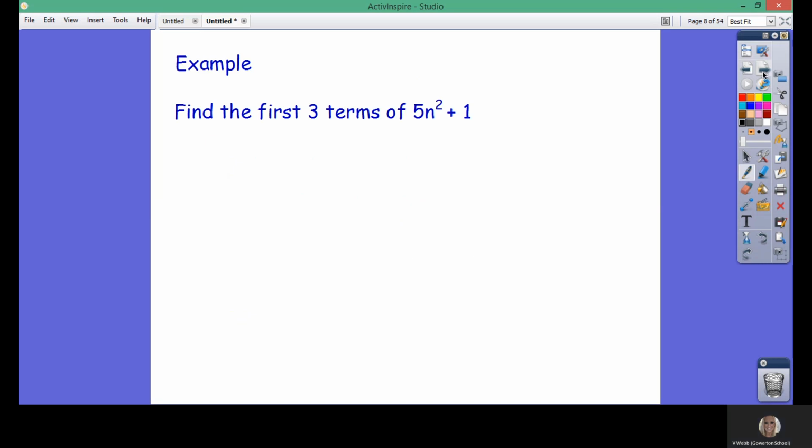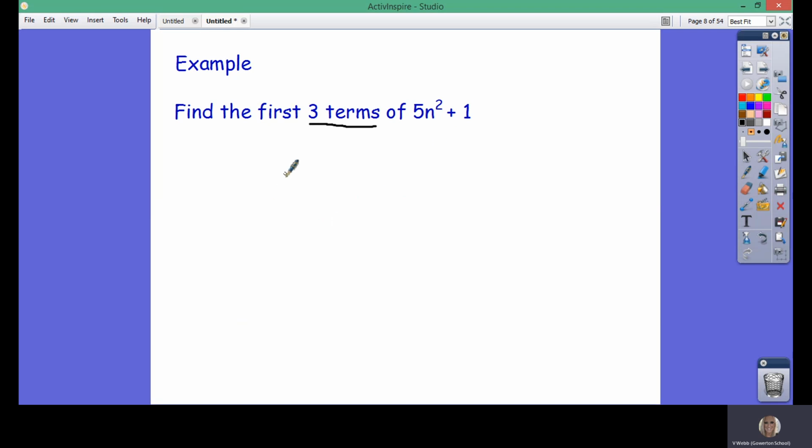Okay, right, what we're going to do now is have a look at something that's slightly a bit harder. So this one is n squared. So this is what we call a quadratic sequence because it has a squared term in it. So we have to apply the same principles. If I want to find the first 3 terms, then I would put n in as 1, n in as 2, n in as 3.